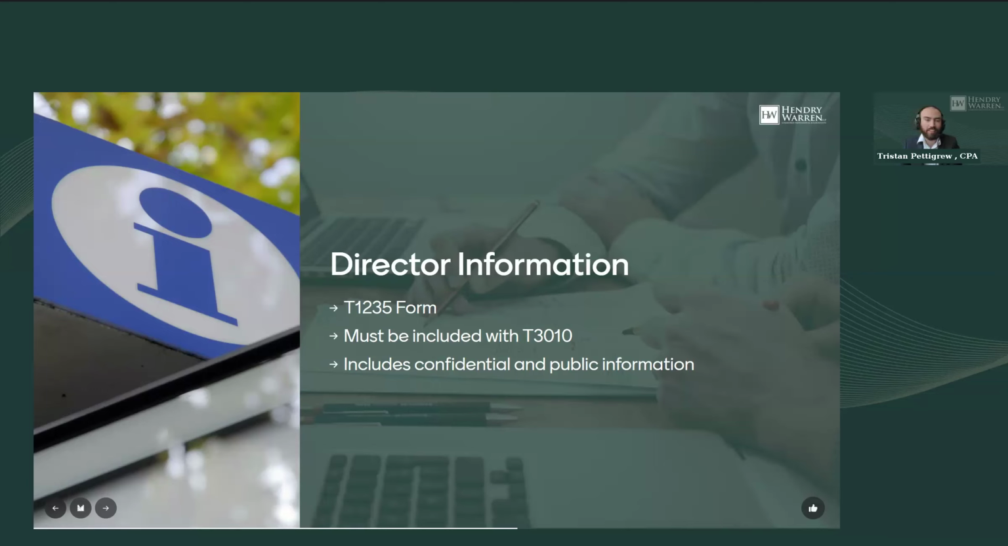Information that has to be reported on the T1235 that is publicly available includes the full names and positions of the directors and trustees. Positions can include president, vice president, treasurer, etc. It also includes the start dates and, if applicable, end dates of the directors, and whether they're at arm's length with other directors on the board. Information that has to be reported but is kept confidential due to its sensitivity includes the addresses, phone numbers, and birth dates of the directors.